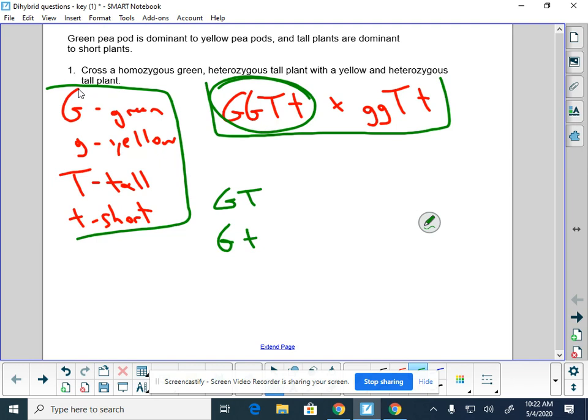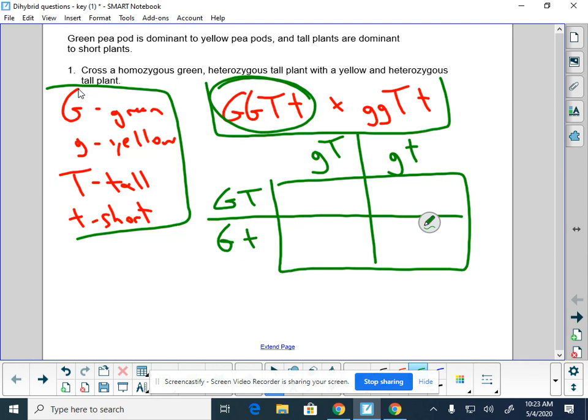You could write those down again to get all 4 if you want, but it doesn't matter. You're just doing more work than you need to do. So there's only 2 different possible gametes for the first parent. The second parent, we have a little g and a big T, and we have a little g and a little t. Those are the only possible gametes for that. So now I do my Punnett square.